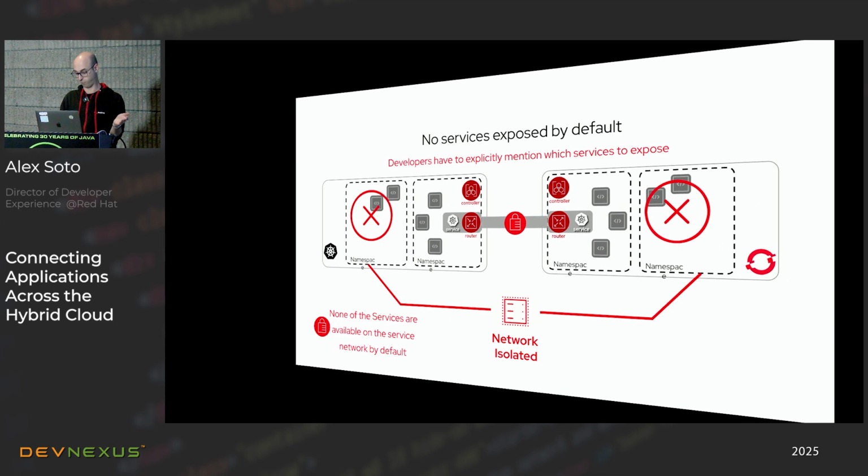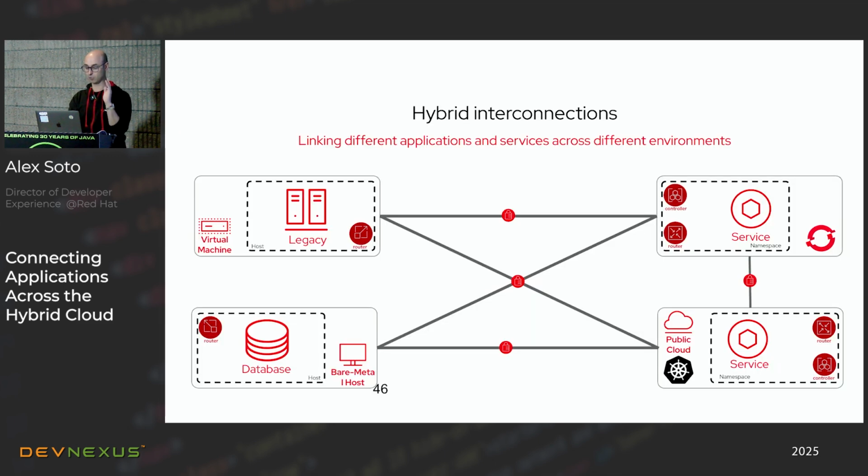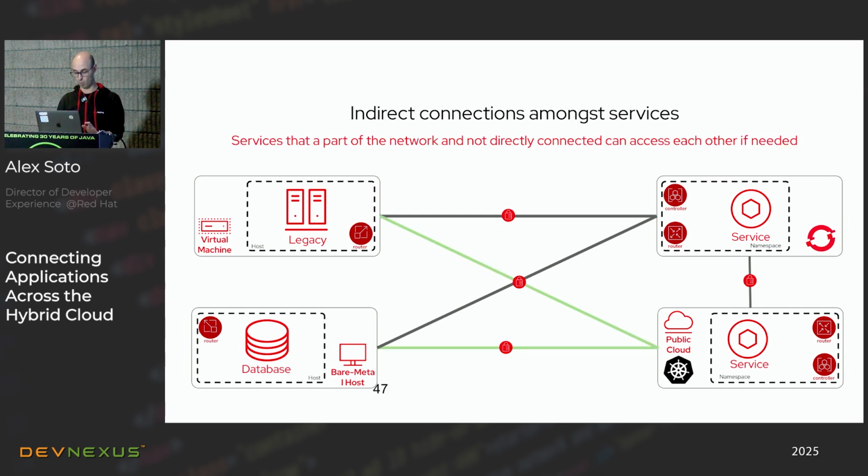It just comes for free. Also, it helps you a lot on the hybrid interconnections. Remember that I mentioned at the beginning that with Skupper, you're able to send traffic across all the Skupper mesh. You can have a virtual machine running a legacy application, then here a Kubernetes cluster, this is another Kubernetes cluster, and this is a database running in bare metal. You're able to connect to all these environments in the same way.